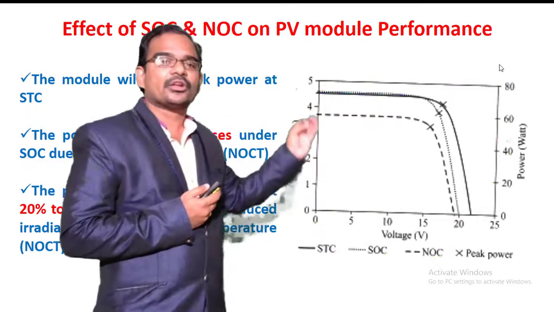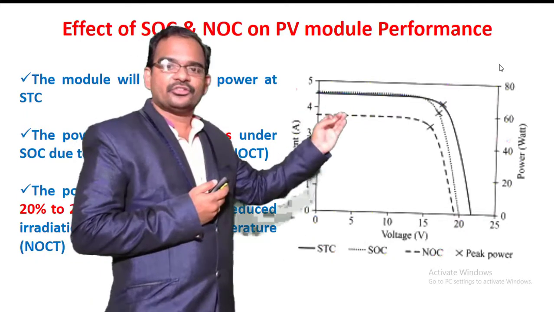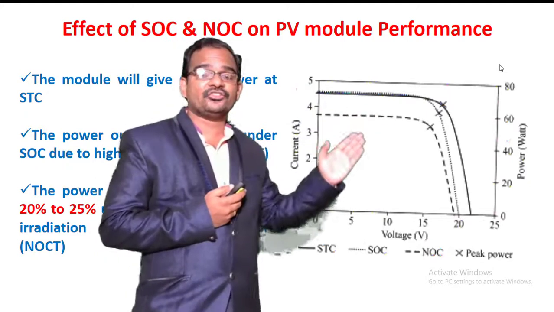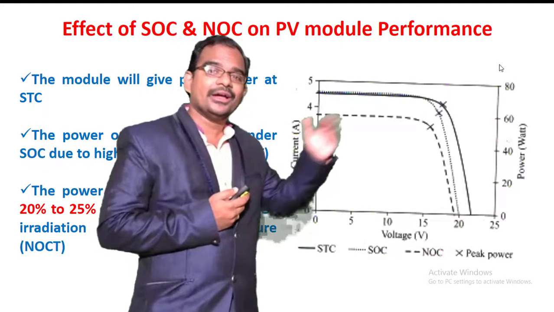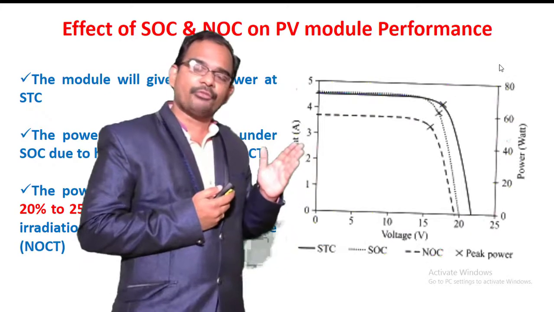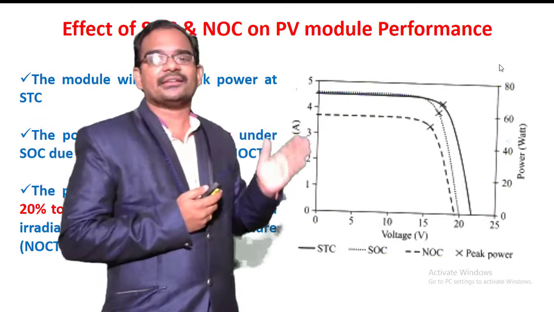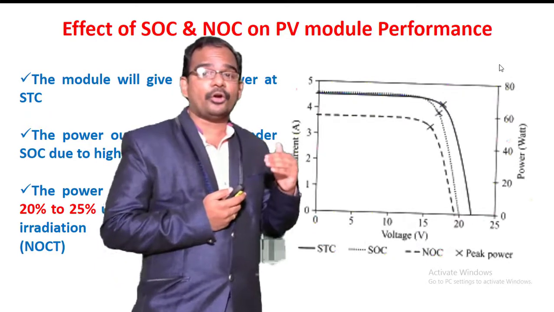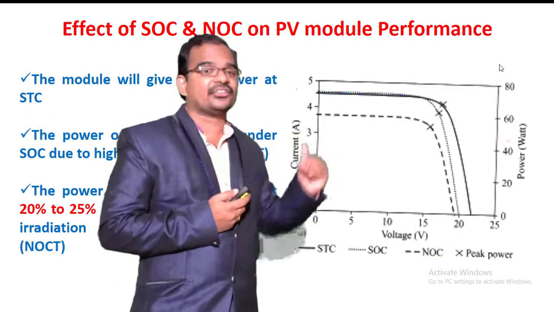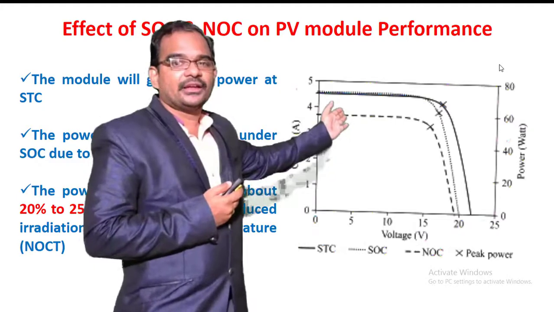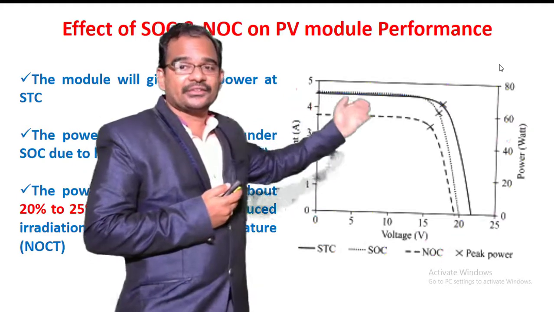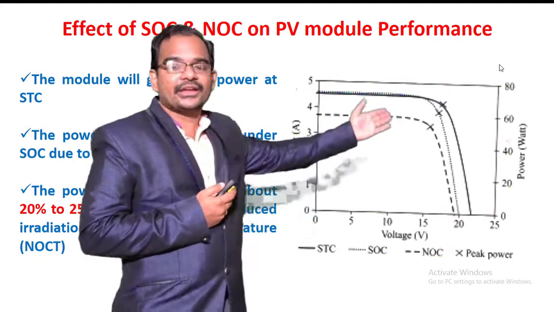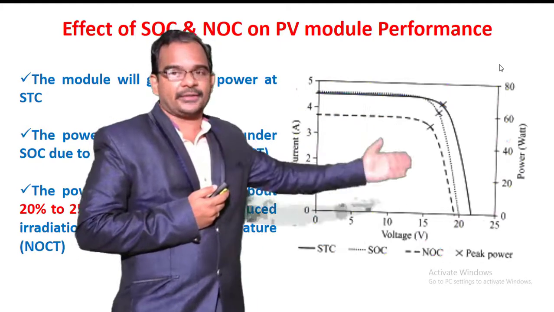At SOC, what are the characteristics? Illumination is the same as that of the STC, that is 1000 watt per meter square, but temperature is changed from 25 degrees centigrade to NOCT. This NOCT will be in between 42 degrees centigrade and 50 degrees centigrade, and thereby the temperature is increasing, and thereby the PV module performance got decreased. And you can clearly observe it there, as the temperature increases, the PV module performance got degraded. Now you can see that line called SOC line, that is a dotted line.